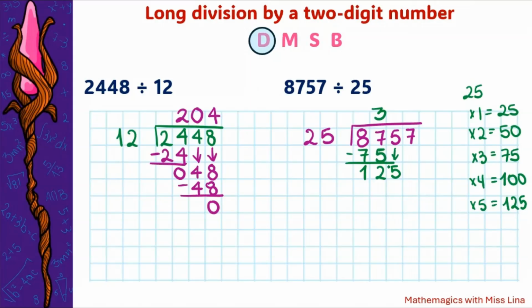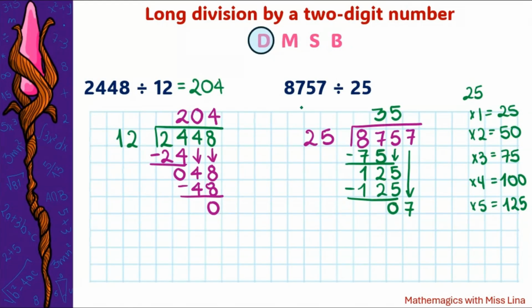Now 125 divided by 25 is the times 5. So the result here is 5. The multiplication we just saw it. 25 times 5 is 125. Do the subtraction. And we bring down the next digit.